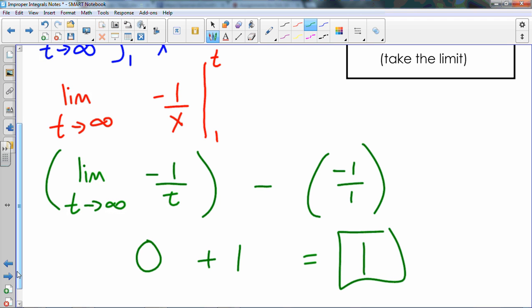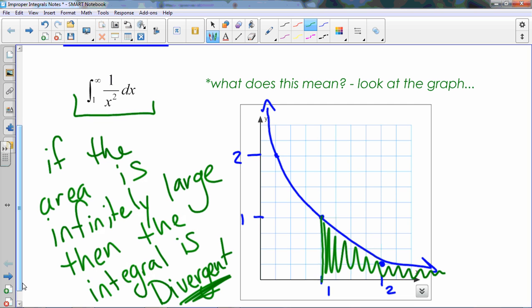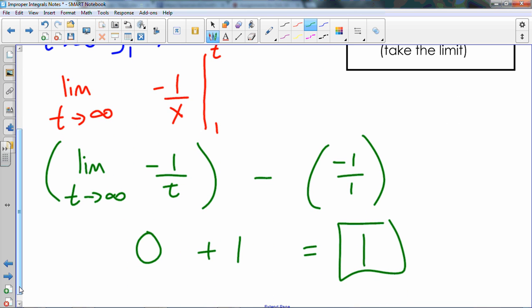Which means that if you hop back to our graph, the area underneath this curve on toward infinity is actually approaching a finite number. If you used a Riemann sum and added up all those tiny boxes and kept adding until the end of time, it's going to approach 1, which I think is kind of cool. So our answer is 1.